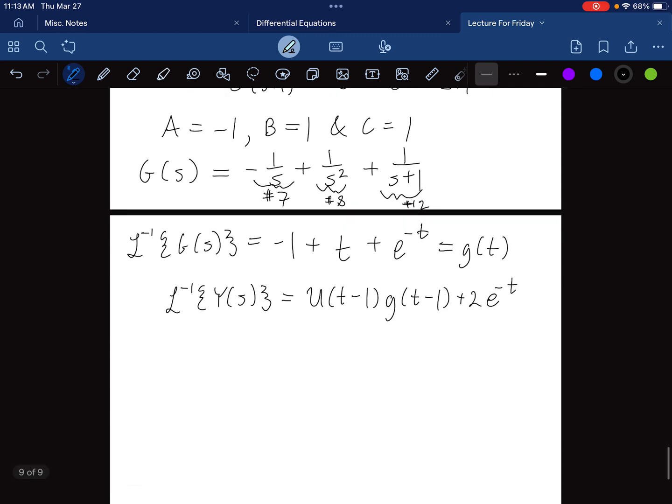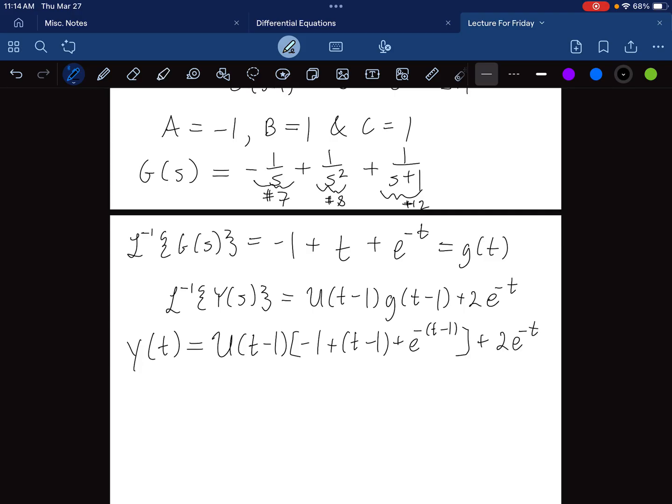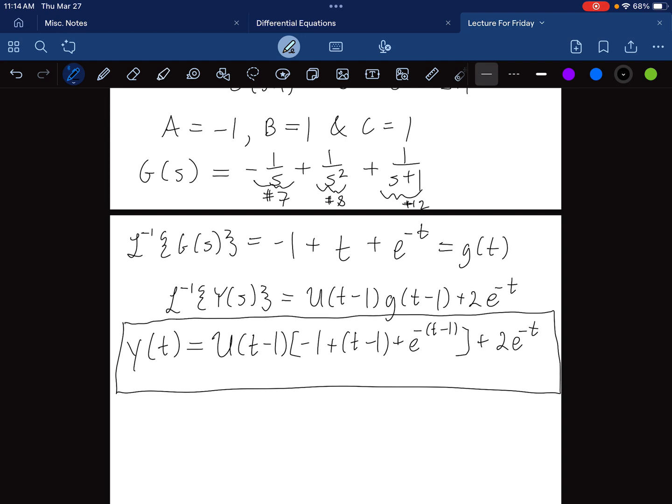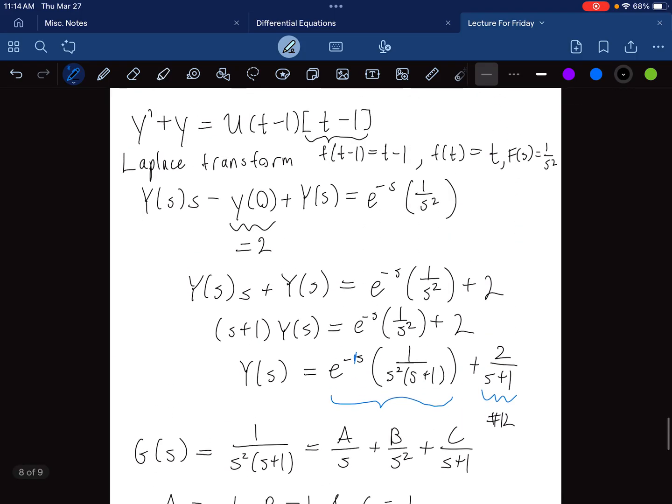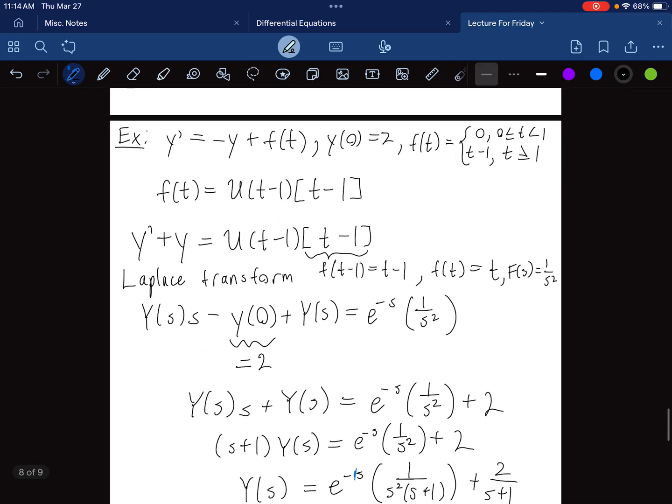And so writing out y sub t fully, we're going to find it's the unit step function of t minus 1 times -1 plus t minus 1 plus e to the negative t minus 1. And then we're going to have that plus 2e to the negative t. And so that is our answer for solving this piecewise ODE.